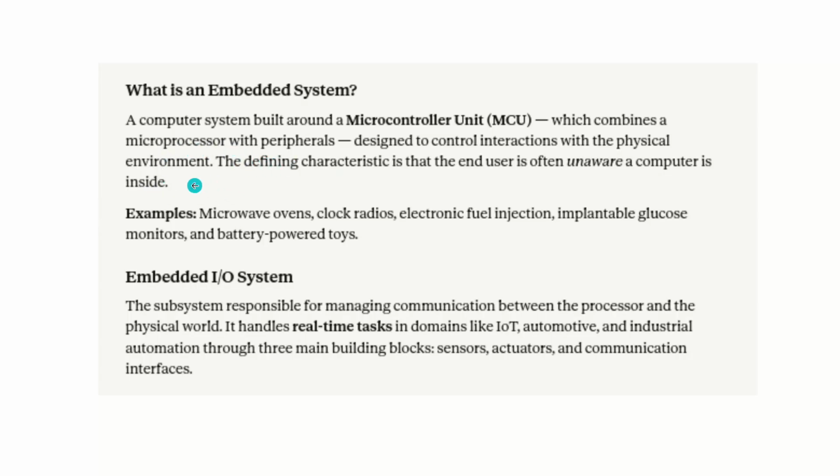That means in the physical environment, you might be switching on a bulb. You are switching on the switch, and that's an interaction done in the physical environment. With this, the bulb has to glow, and that is done using this microcontroller unit, the MCU chip.